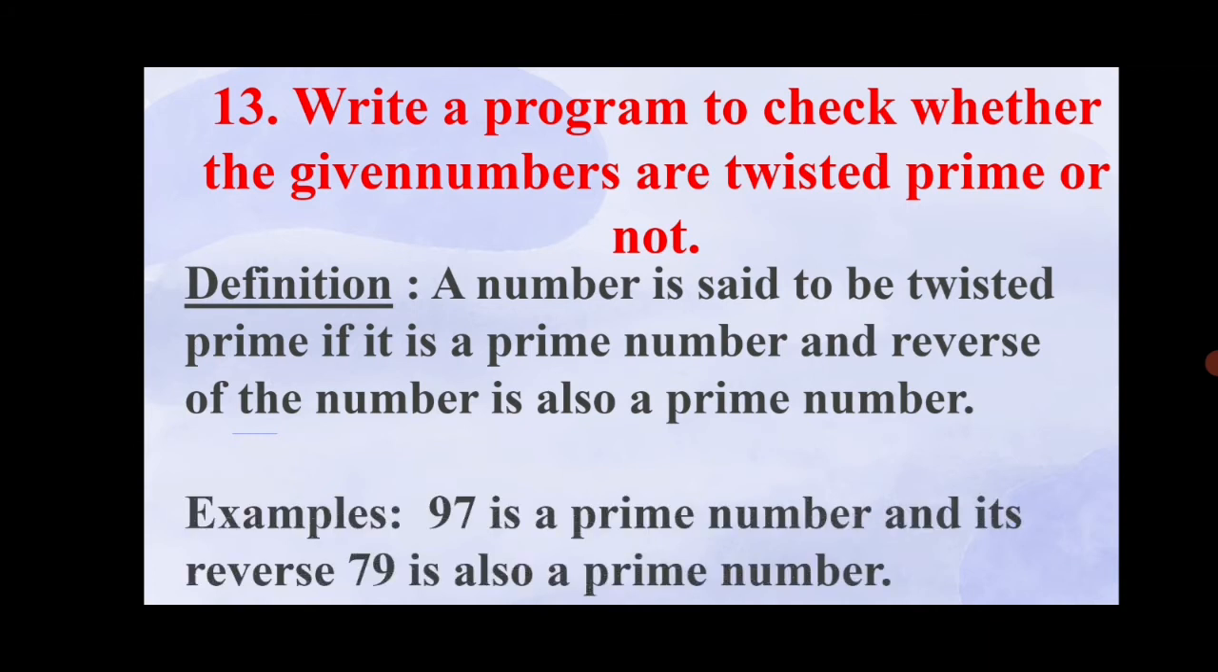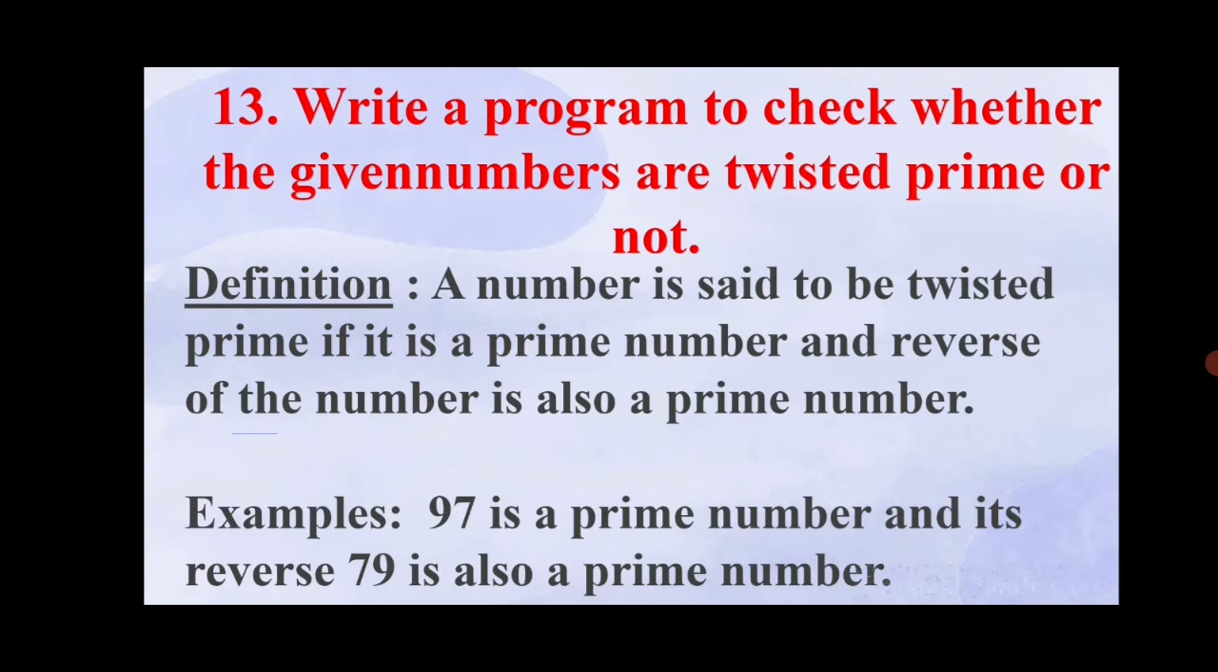For example, 97 is a prime number and its reverse number is 79. That 79 is also a prime number. That's why 97 is called a twisted prime number. 97 is a twisted prime number. Here we are taking one number and we are going to reverse that number, and again we will check whether the reverse number is prime or not.